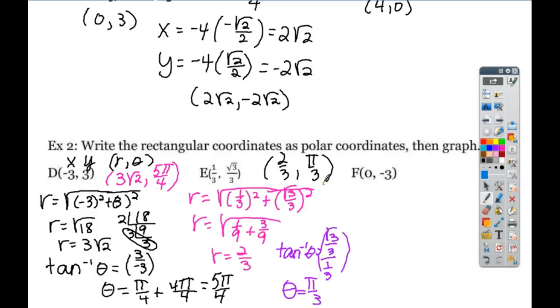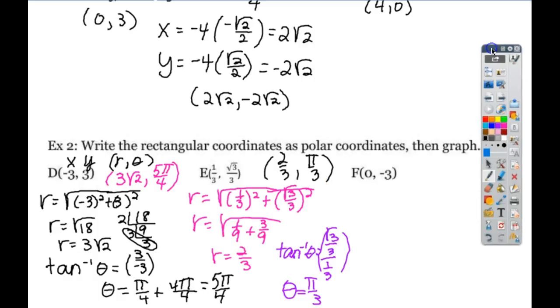Okay, so what do I start with? Find the r. So x squared plus y squared, square root. So x squared is 0 squared plus 3 squared, and if I take the square root, my r is 3. So the inverse tangent is going to be -3/0, which is undefined.